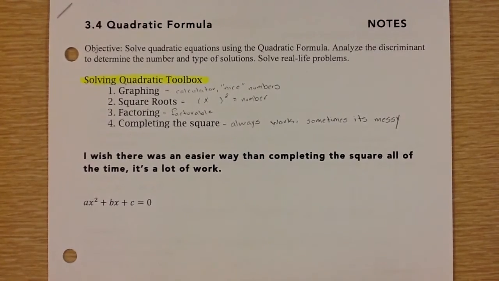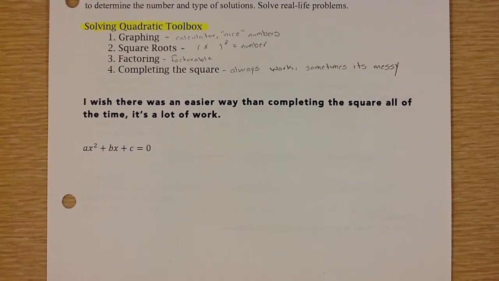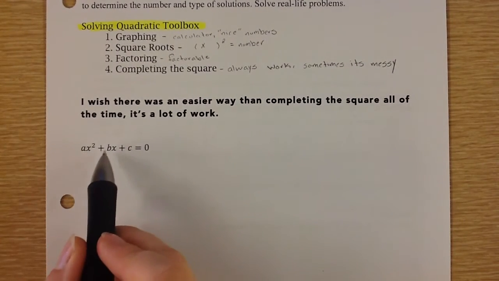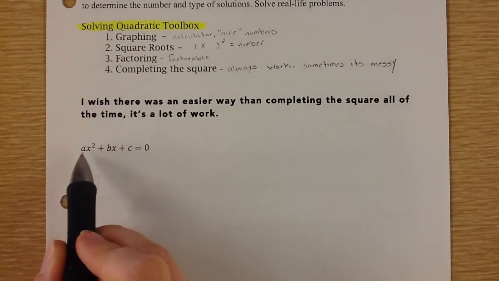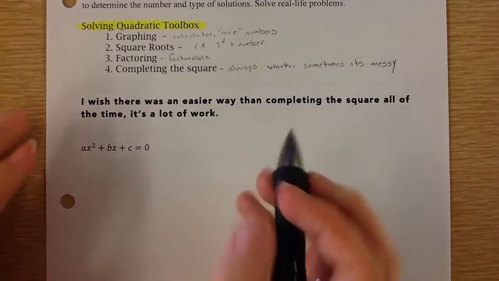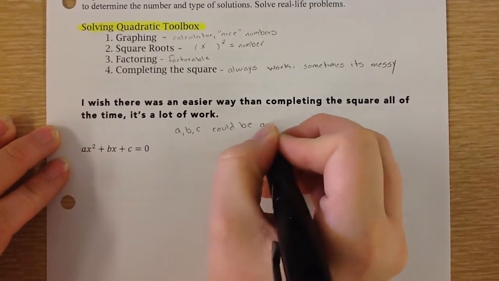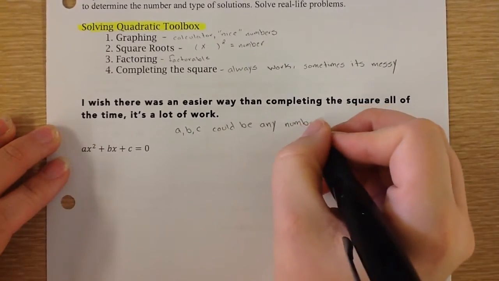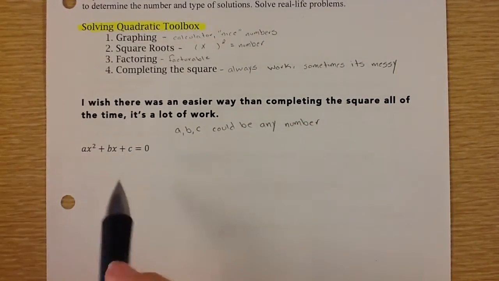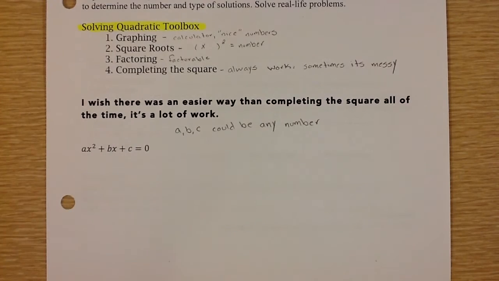And how we're going to get there is we're going to complete the square on a general quadratic. So we're going to complete the square on one that's ax squared plus bx plus c equals 0. So again, a, b, and c could be any number. So we're going to complete the square on this so that we can look for a shortcut. We're going to do it once and see what we get and see if that could help us.